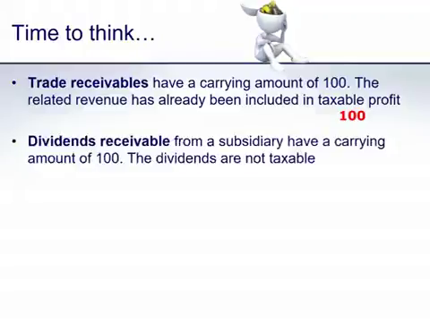Dividends receivable from a subsidiary have a carrying amount of 100. The dividends are not taxable. Once again, if the asset will not have any future tax implications, in other words, there will be no tax payable as they collect the money, there is a tax base which equals the carrying amount, and in this case the tax base equals 100.